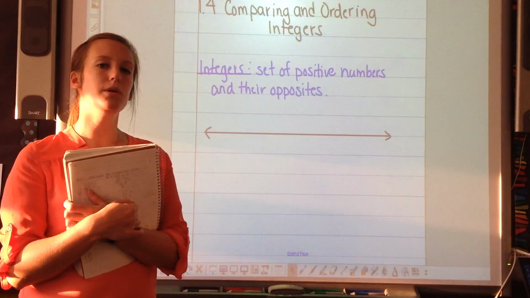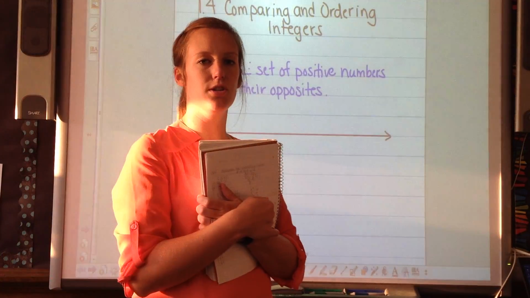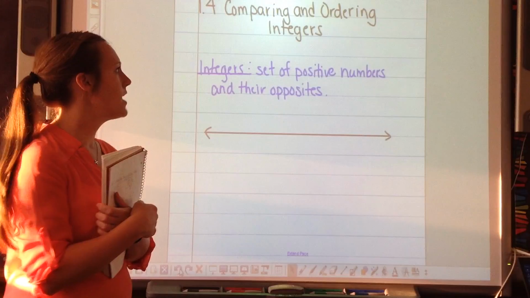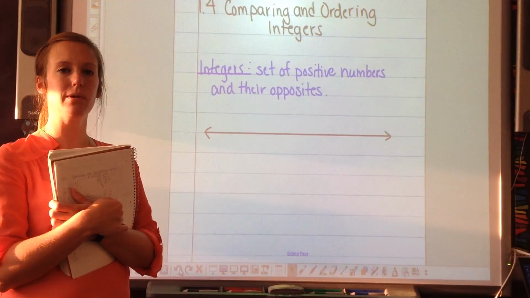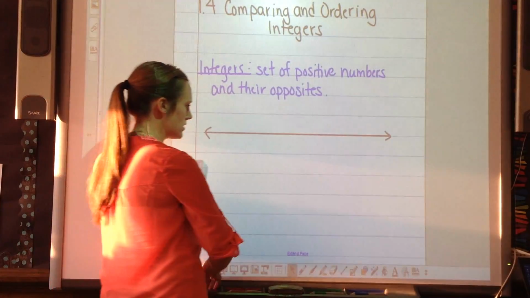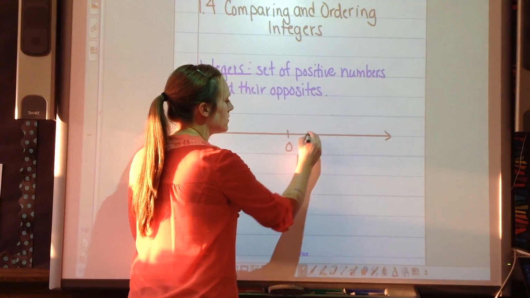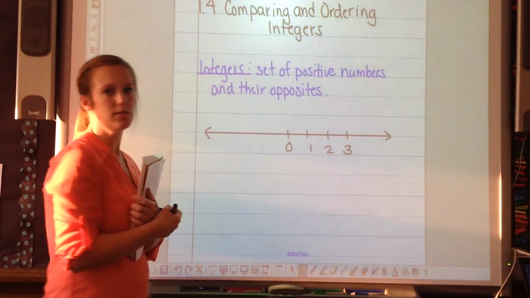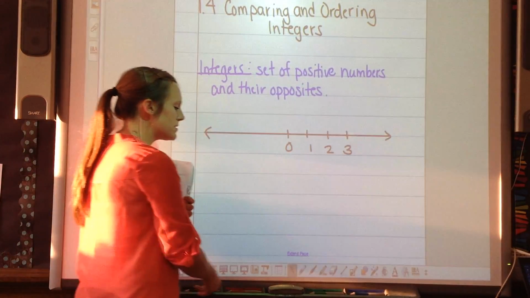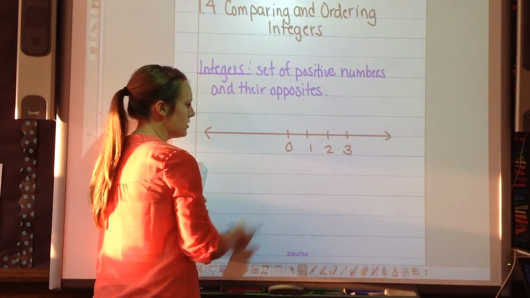In this lesson, we're going to be comparing and ordering integers. So what is an integer? An integer is a set of positive numbers and their opposites. I'm going to use a number line to represent integers. So here's 0. Here's my set of positive numbers. The opposite is a set of negative numbers.